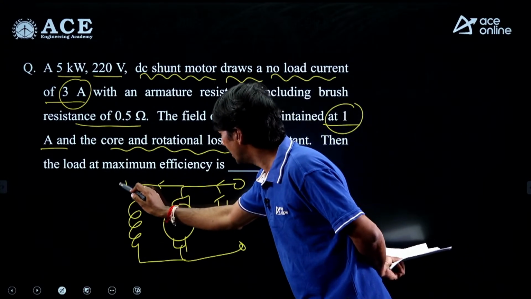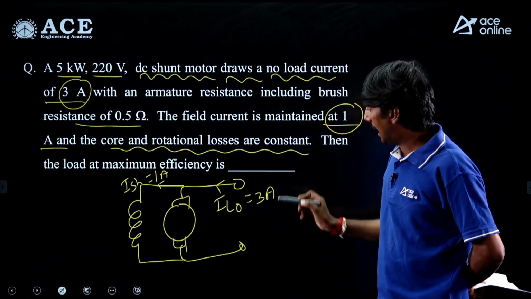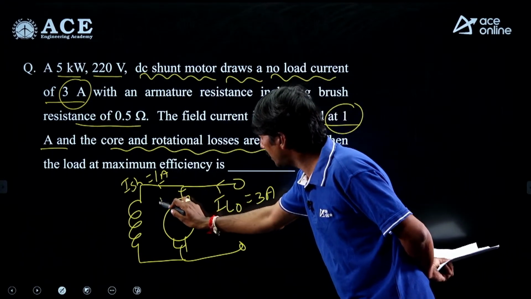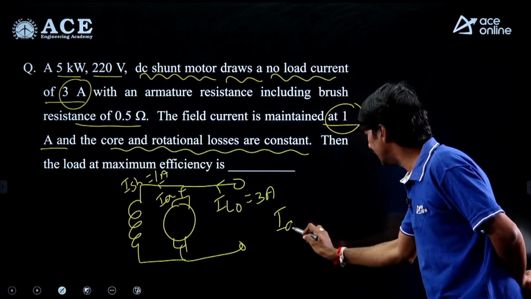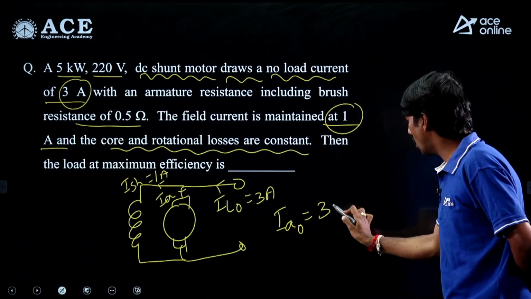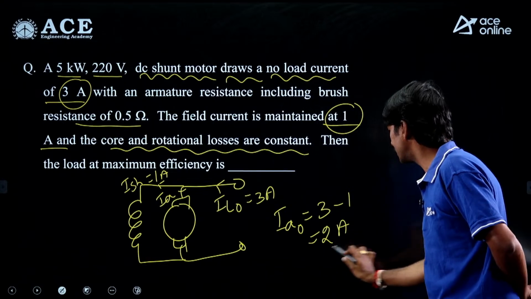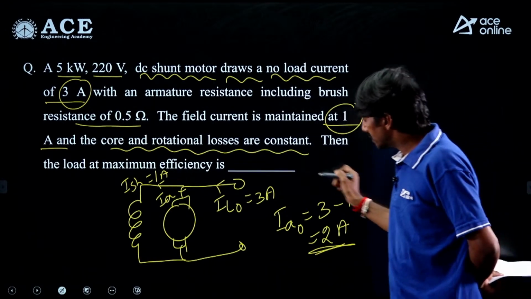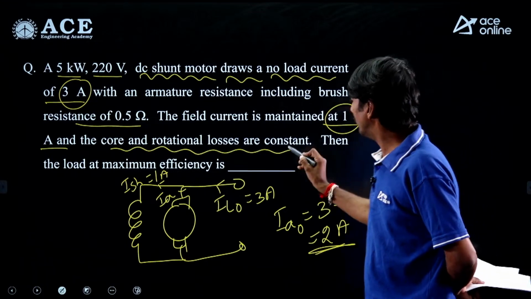So therefore, the field current, it is a shunt, so 1 ampere. Under this condition, what is the value of IA? I am writing IA naught. What is IA naught? IL naught minus ISh. So therefore, 2 amperes. Okay, now, sir, no load armature current is there, but he is asking which current?